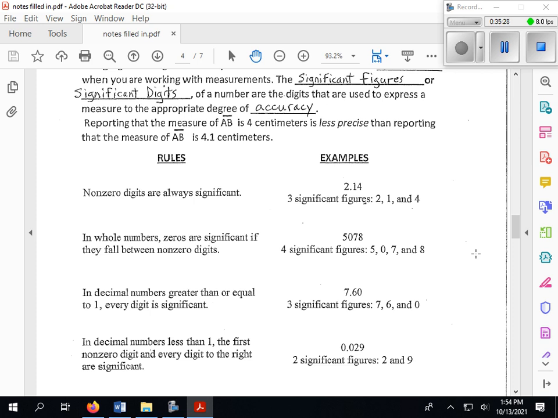In decimal numbers less than 1, so when there's no whole number in front of the decimal, the first non-zero digit and every digit to the right are significant. So in this case, what they're saying is we got 0.029. The 0 out in front of the decimal means nothing. All right, does anybody know why we put a 0 in front of the decimal? What happens when we do this and I just put .029?